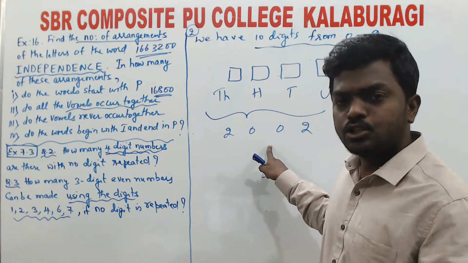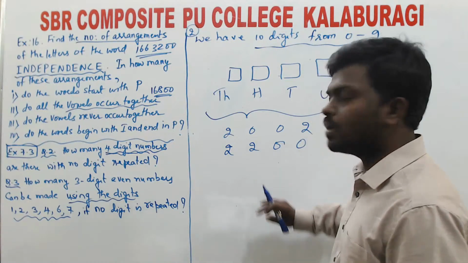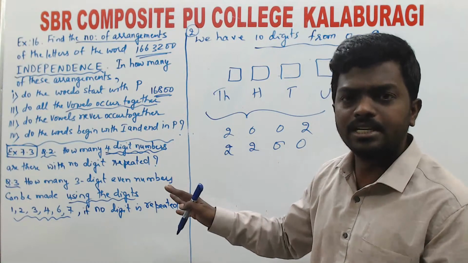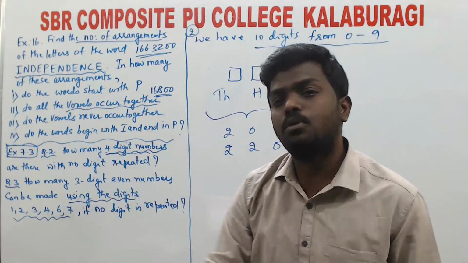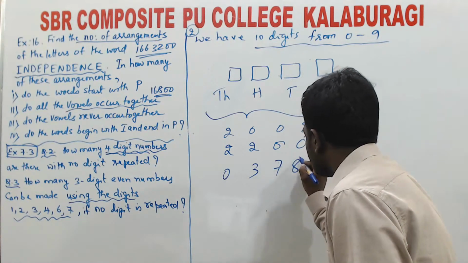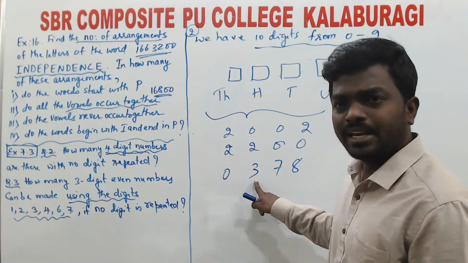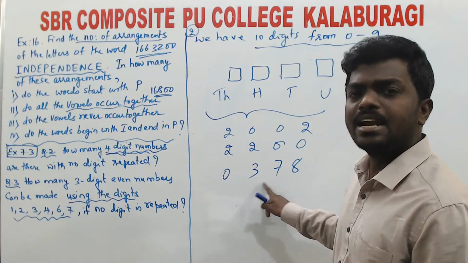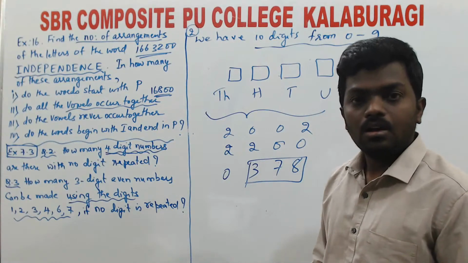So this will be read as 2002, right? And this will be read as 2200, right? So these are all 4-digit numbers. What if I place 0 in the first box itself? It looks like there are 4 digits, but how do we read this? This is nothing but 378, right? So just a 3-digit number.